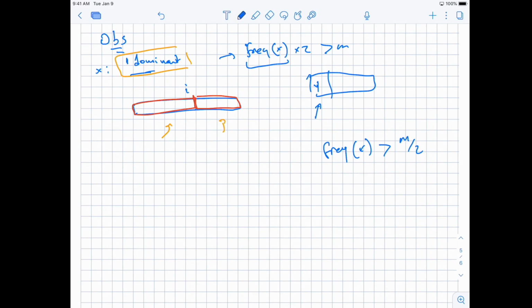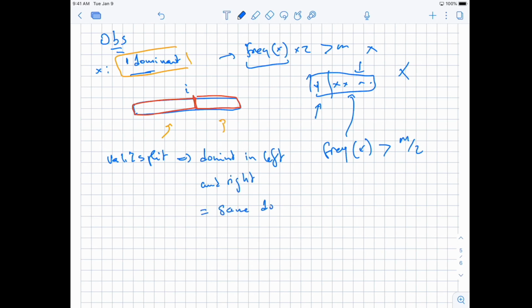So that tells you if the dominant element is y here, another element, then that means most of the elements are here. That means we have a lot of x's. We have most of the frequency of x here. So that tells you that here the dominant element has to be x. So they won't have the same dominant element. So this won't be a valid split. Okay, so the observation here is that for this to be a valid split, the dominant element in the left side and the right side has to be the same as the dominant element in the entire array.